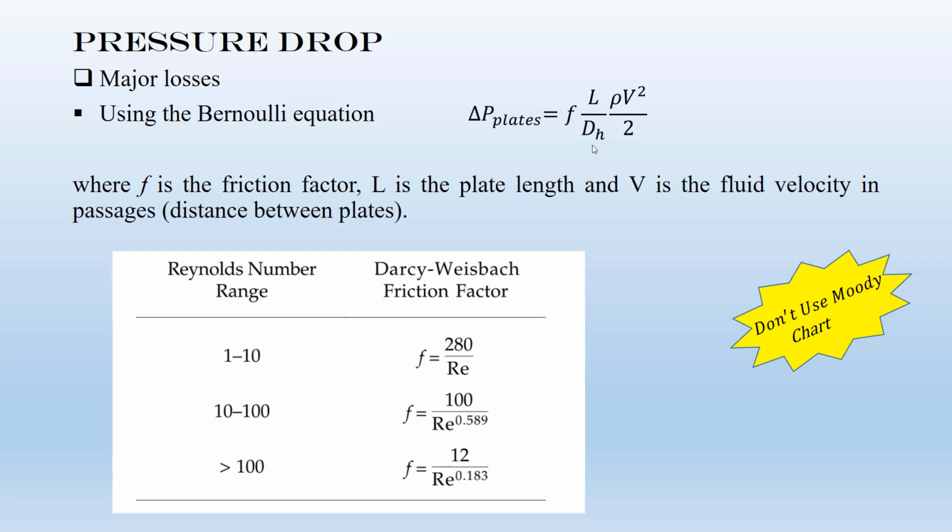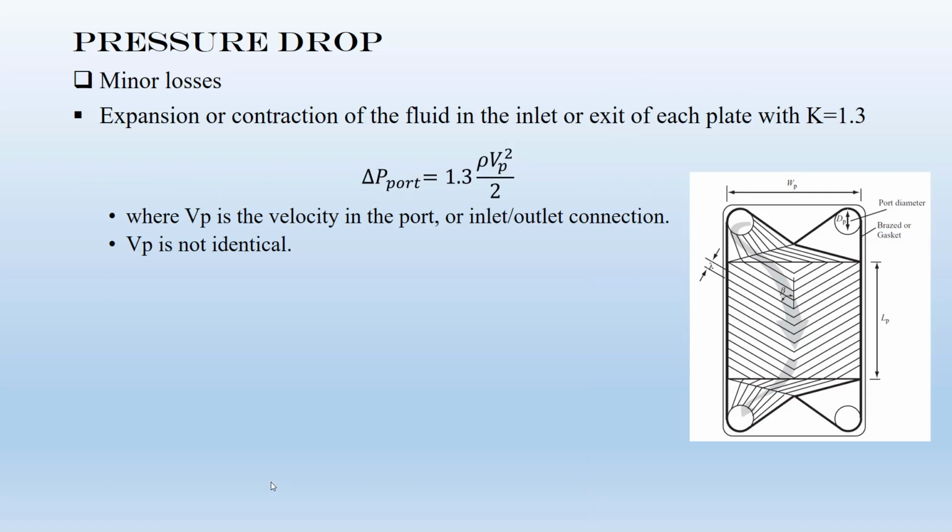So for the Reynolds number between 1 to 10, use the first correlation, 10 to 100 the second one, and higher than 100, use the last equation to find the friction factor. L is the plate length, V is the velocity. We already discussed different methods to calculate the velocity. It depends on the number of plates.